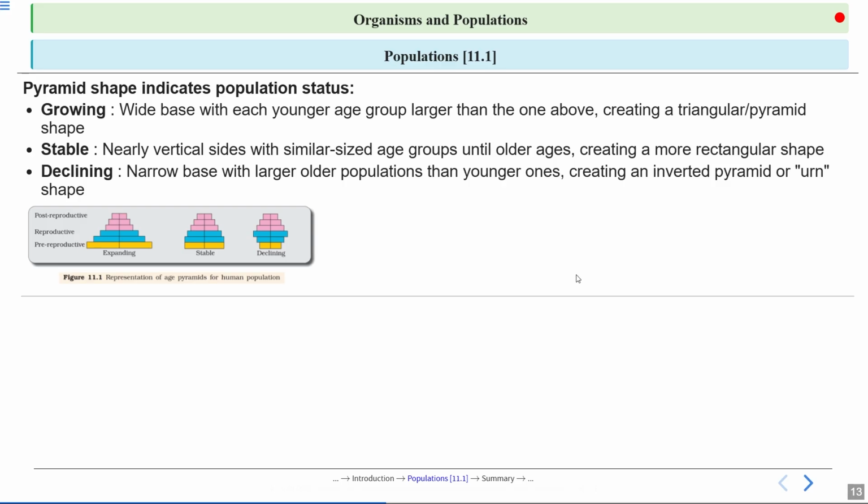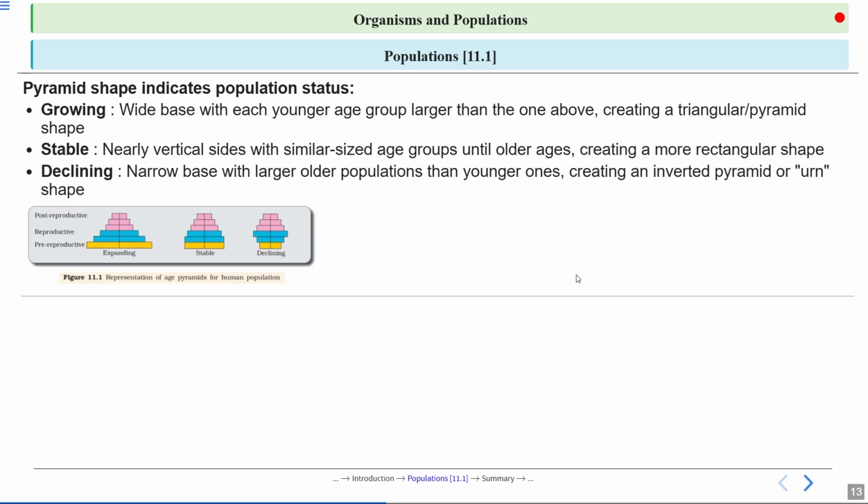Here you can see it has a wide base with each younger age group larger than the one above, creating a triangular pyramid shape. In the growing or expanding population, the number of individuals is more in the pre-reproductive phase. So they will enter the reproductive phase and reproduce more, producing more offspring. So the population will expand. And in an expanding population, fewer individuals are in the post-reproductive phase, meaning their reproductive phase has ended.